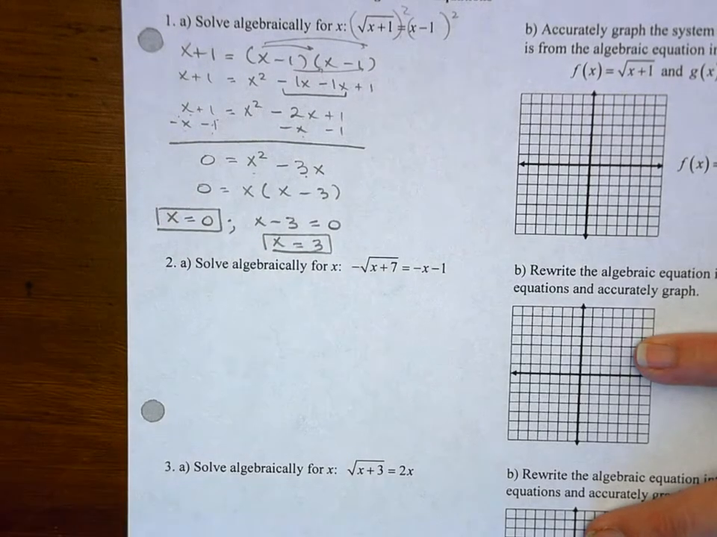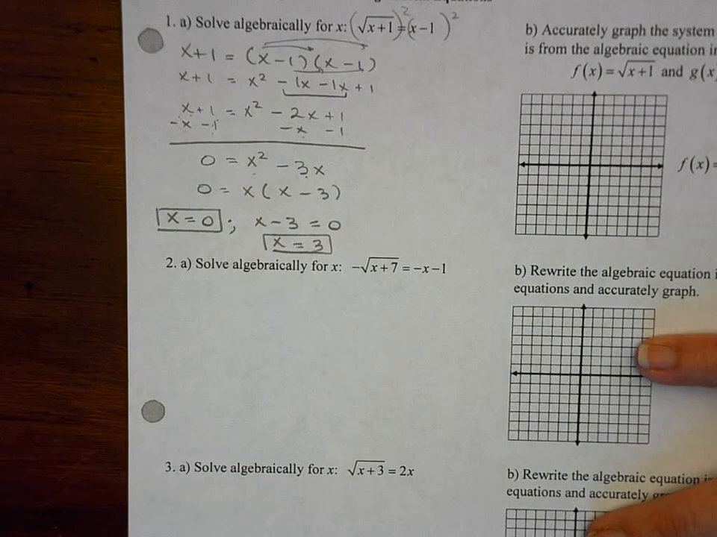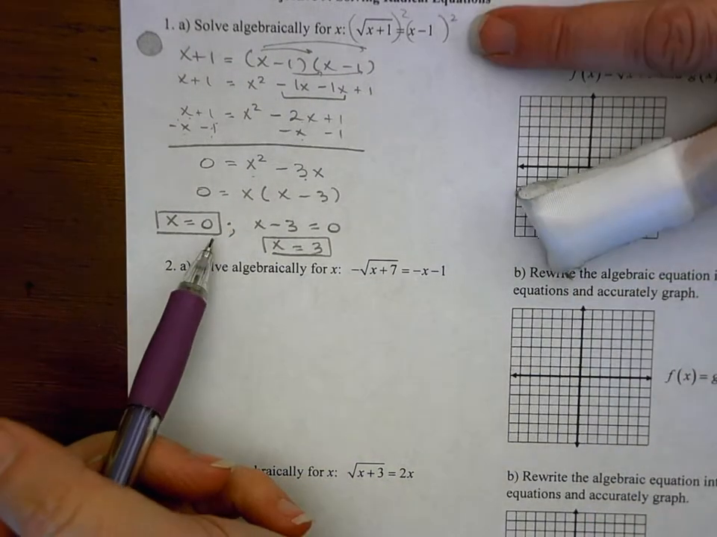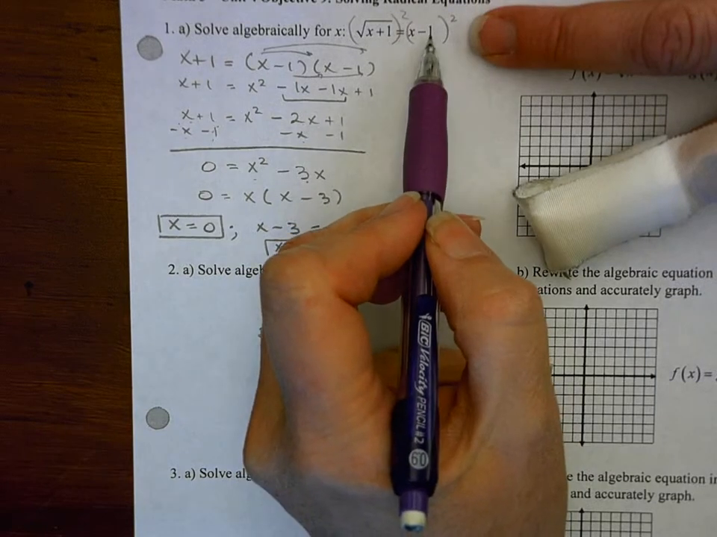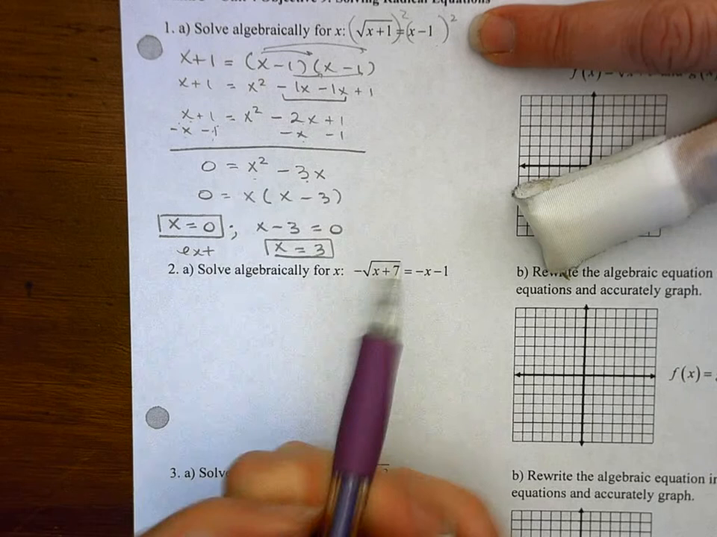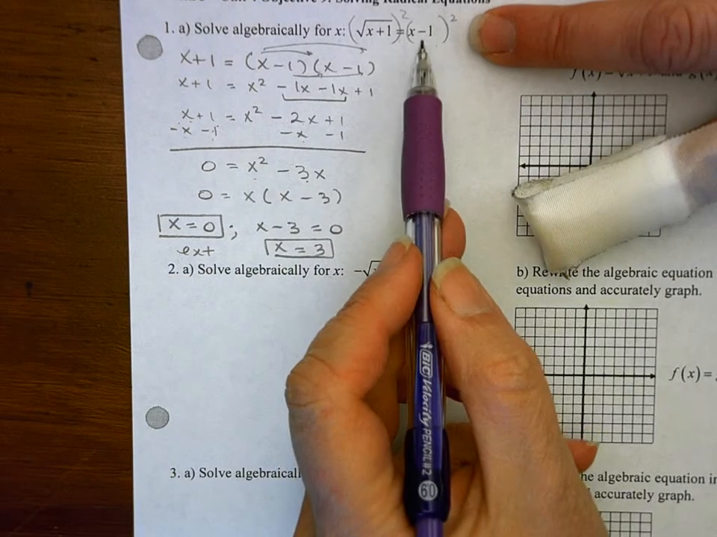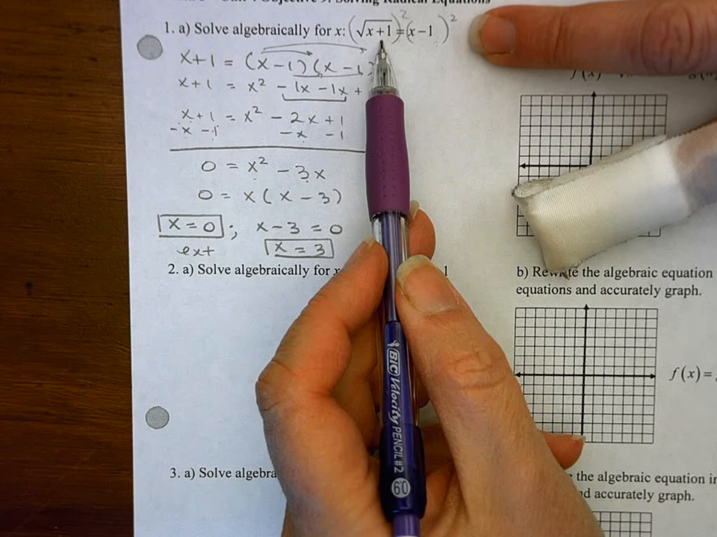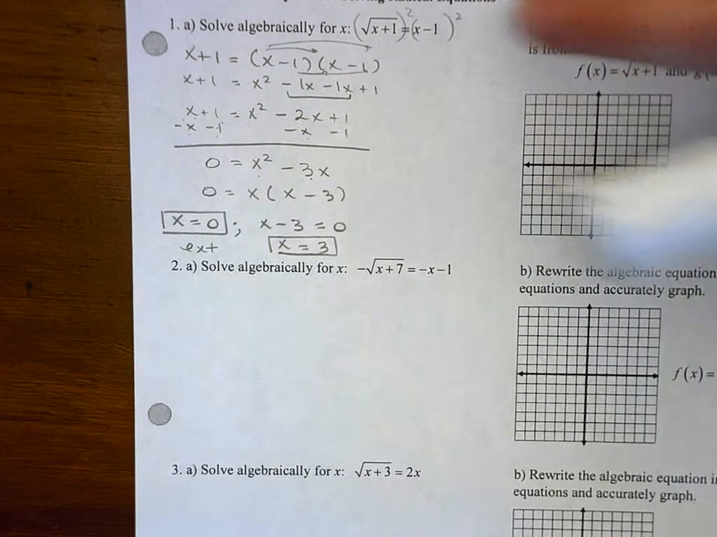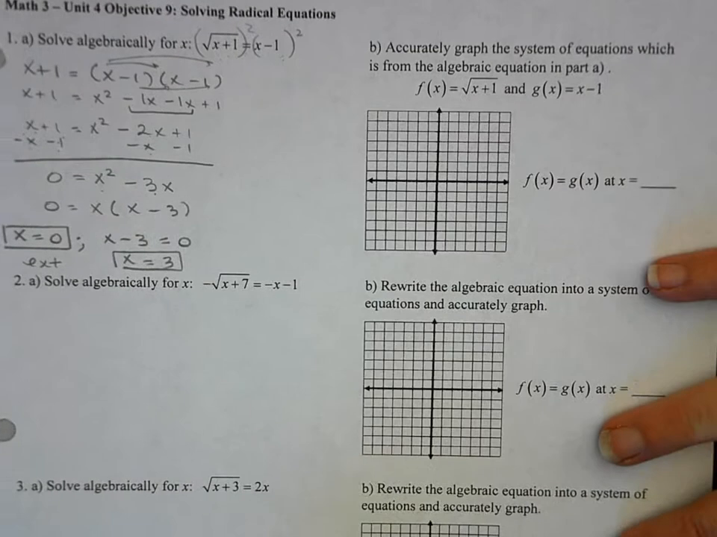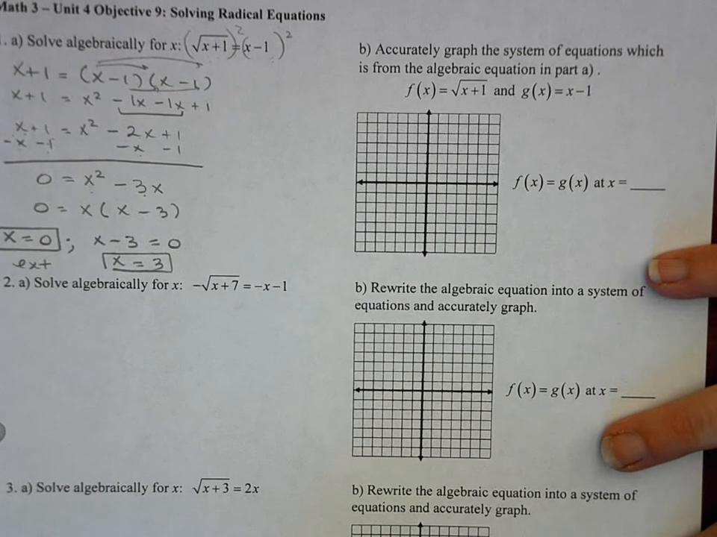Because I solved by factoring, I want to check for extraneous roots. If I replace x with 0 in here, 0 minus 1 is negative 1, and a root can't equal a negative, so this one is extraneous. If I replace x with 3, 3 minus 1 is positive 2, and the square root of 3 plus 1 is also 2.